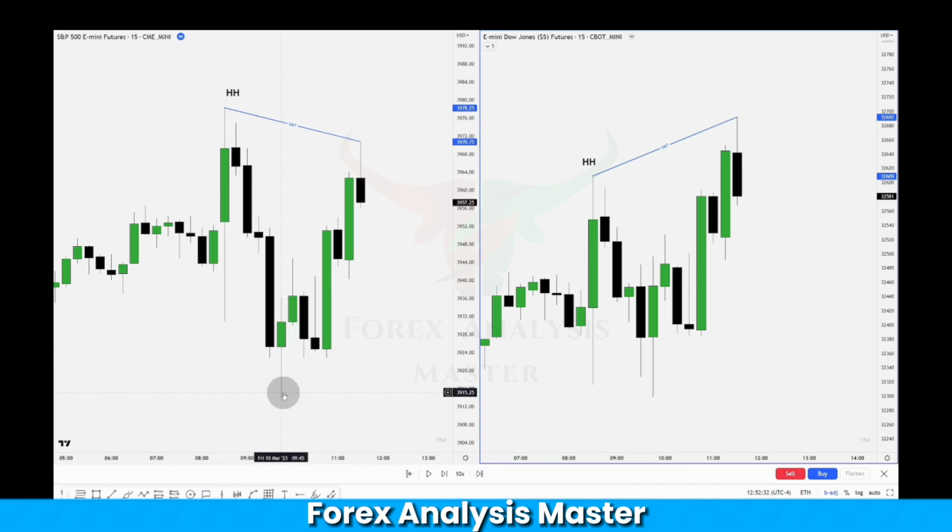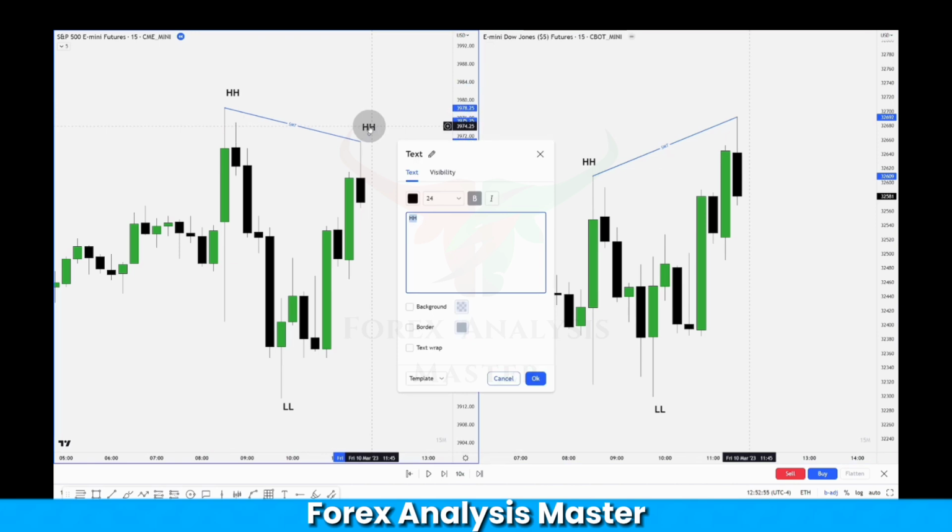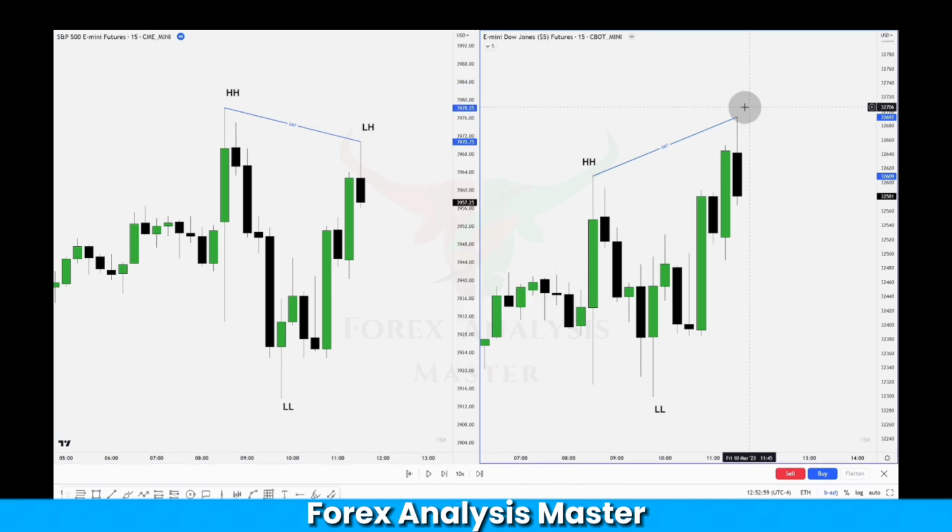Now, we go in, we put in a lower low on the S&P, and we also put in a lower low on the Dow. Now here is where we get our divergence. As you notice, S&P puts in a lower high, while the Dow puts in a higher high. This is our divergence here. As you see, the structure diverges, right? S&P making a lower high, so not taking out this high, and Dow taking out this high.